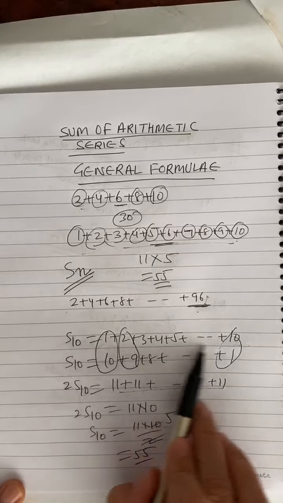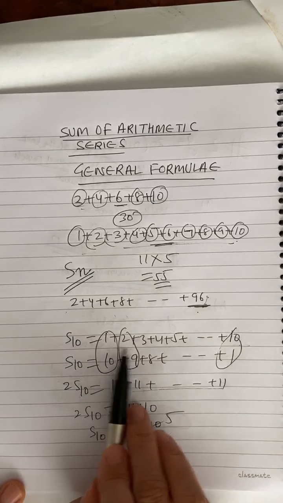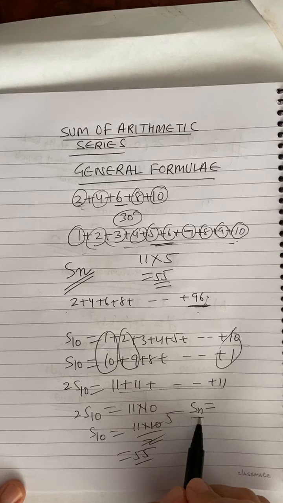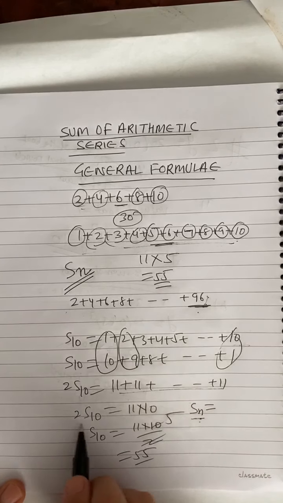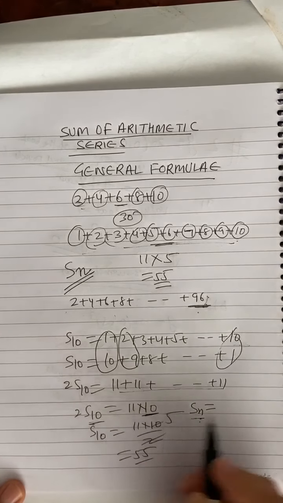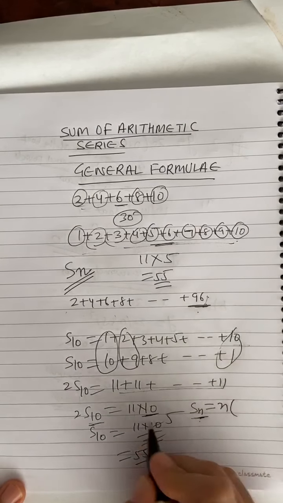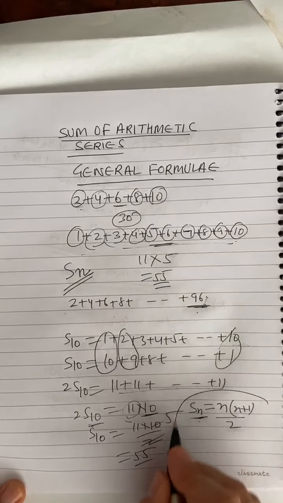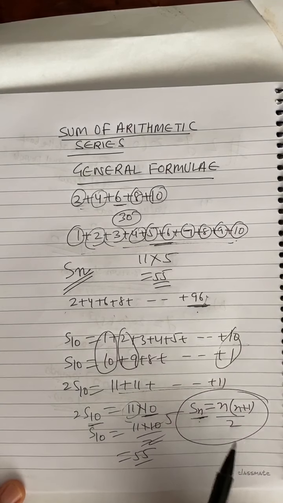Now if you have, let's say, instead of 10 numbers, n numbers, I can also find the general term Sn. If you notice here, it is S10, so this is 10. So if you have Sn, this is n, and then one more, so this is n plus 1, divided by 2. So this is your sum of n natural numbers.